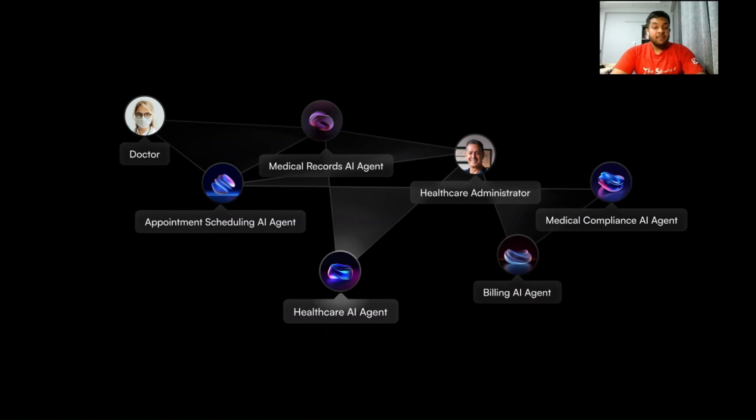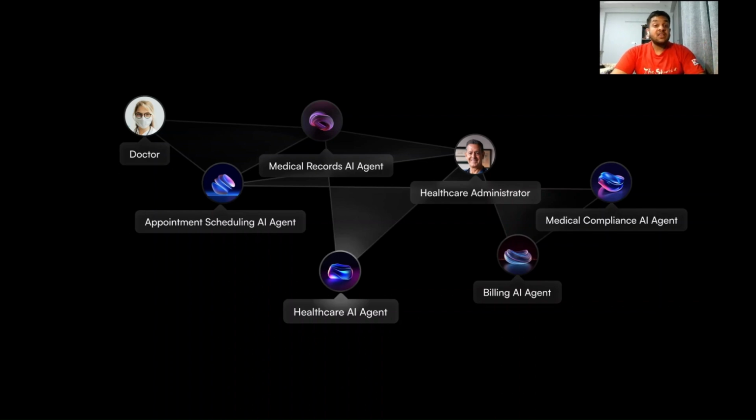Second is medical records AI agent. Basically acts as a digital assistant for handling electronic health records. It basically helps the doctor quickly retrieve, update, and analyze patients' medical history. Third is appointment scheduling AI agent. It basically coordinates with the doctor's availability and patient's preferences. It automates appointment booking, reminders, and rescheduling.